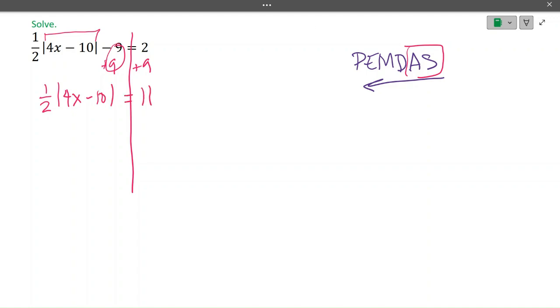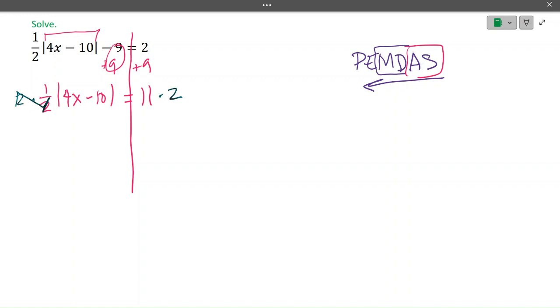Okay, and now I need to get rid of the half because now we're to the multiplication and division part. Here's the deal. You can divide both sides by half, or you can multiply both sides by 2. I prefer to multiply because I don't like putting fractions into a calculator or trying to do them in my head. So you'll get the same answer regardless.